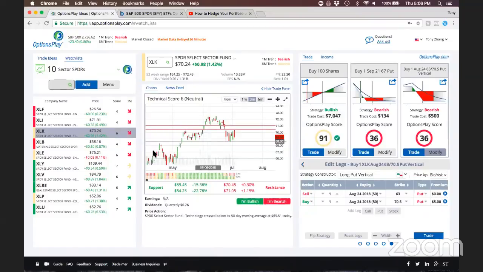Everyone has different reasons for why they want to remain invested in the markets. But if you have those needs to remain invested, here is one strategy that you can utilize to protect yourself.